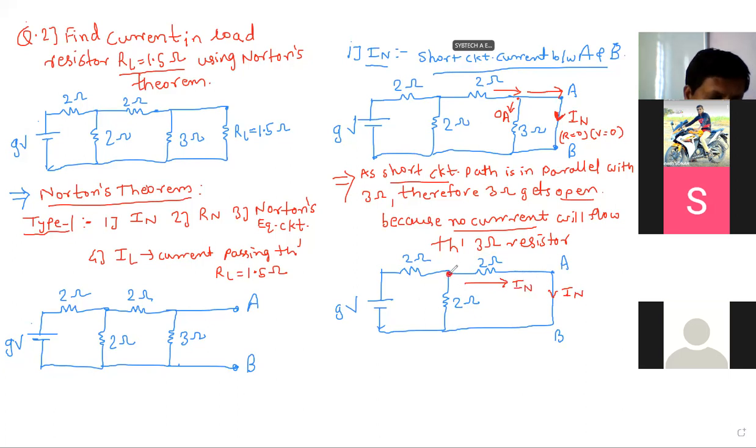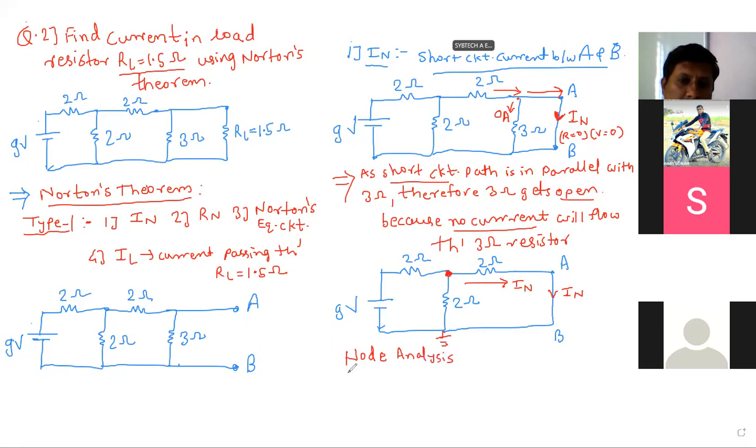Which concept can we use now? Ohm's law. For finding out IN, we require the voltage across these two. How can you find out the voltage across these two? Node analysis. So find out this node voltage. This is ground. So for node voltage, which concept are we going to use? Node analysis. Yes, so we can use node analysis.